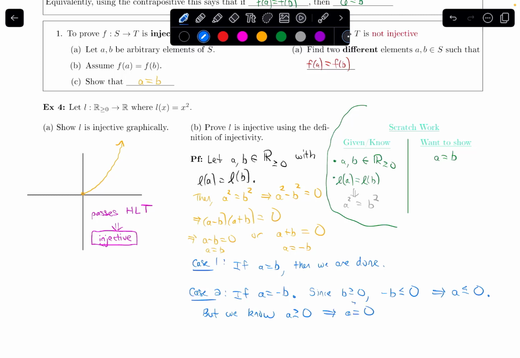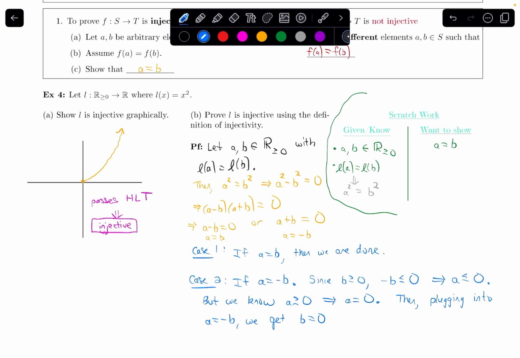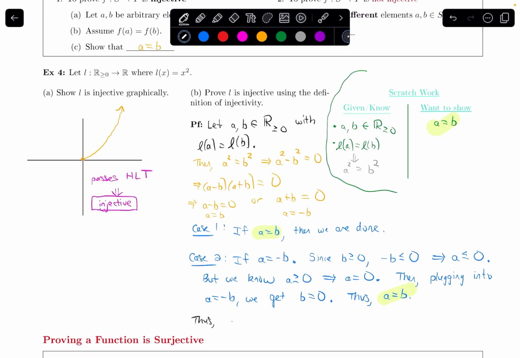Okay, so if A equals 0, I can plug that into this equation to get the value of B. Plugging in to A equals negative B, if we solve for B, we get that B is also equal to 0. So in case 2, A ended up being 0, B ended up being 0, so they're the same. Thus, even in this case, A and B are equal to each other. In both of the cases, we reached the same conclusion, that A equals B, which is what we wanted to show. So A does indeed equal B, and that proves this function L is injective.